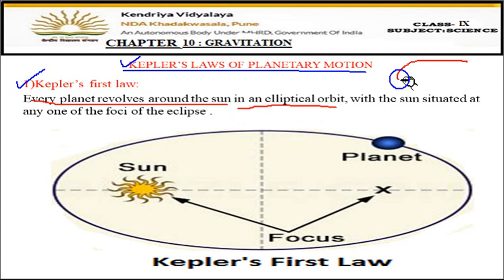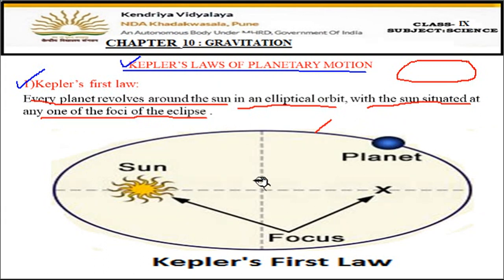Elliptical shape is like an oval shape, right? Egg shape is the elliptical shape. So every planet moves around the sun in an elliptical orbit. Here you can see this line which is shown here, this is the elliptical orbit. Actually there is no such line in space, but for our understanding, for our study, we draw such elliptical orbits. So every planet moves around the sun in elliptical orbits with the sun situated at one of the foci of the ellipse, right?